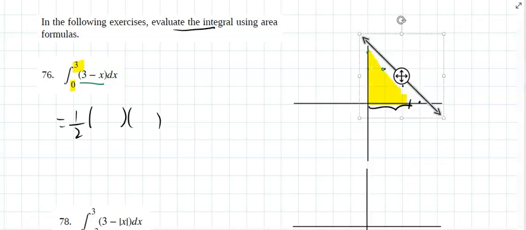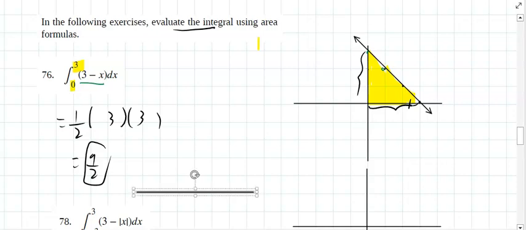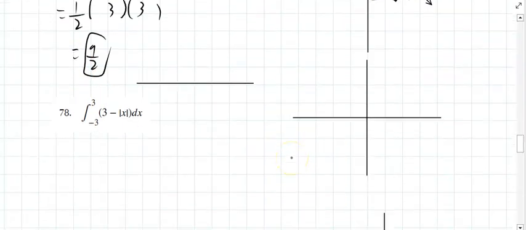So we know the base is 3 and the height is 3. So that is 4.5 or 9/2. If there were units, I would have squared them. When I get to the next problem, 3 minus, so again I go up 1, 2, 3, and it crosses at 3 and -3. The absolute value looks like this.